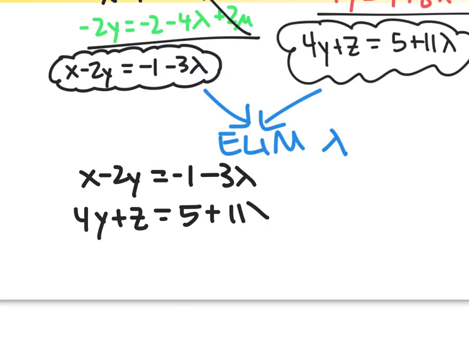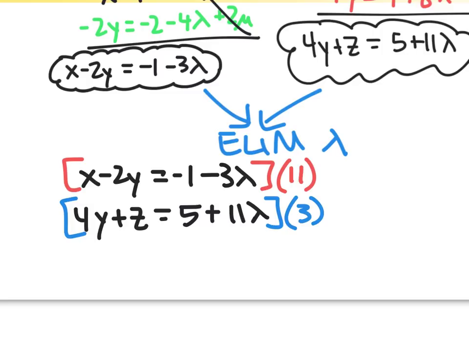5 plus 11 lambda. Right, negative 3 is not a factor of 11, and 11 is a prime number, so it's 3, so we're going to have to do a little bit of work on both. So I'm going to multiply each of them by each other, kind of. So I'm going to multiply this one by 11, and they're already opposite signs, so I don't need to fiddle with that at all, so I'm just going to multiply by positives. Multiply this one by 3.